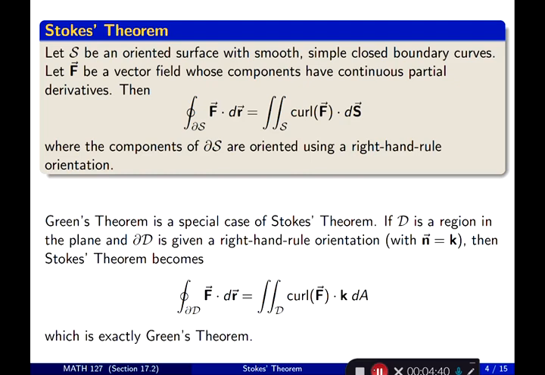That's the vector surface integral of curl of F over the surface S, where the components of the boundary of S are oriented using the right-hand rule orientation. For this to be true, the direction of the boundary should follow the right-hand rule orientation, or otherwise one is going to be the negative of the other.